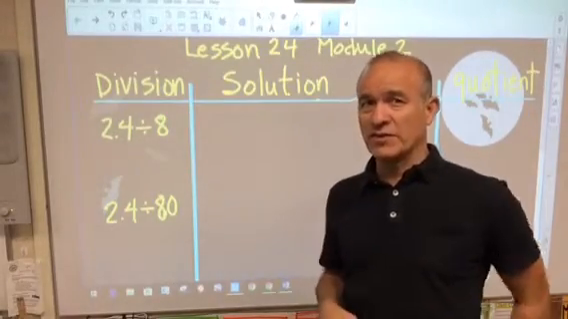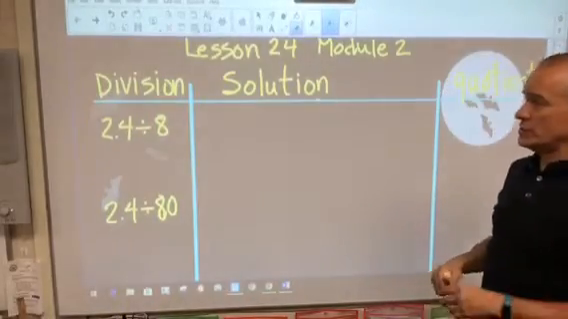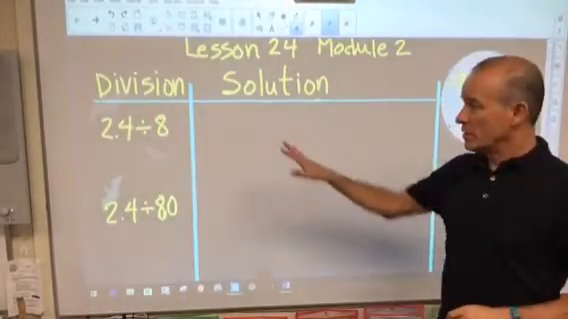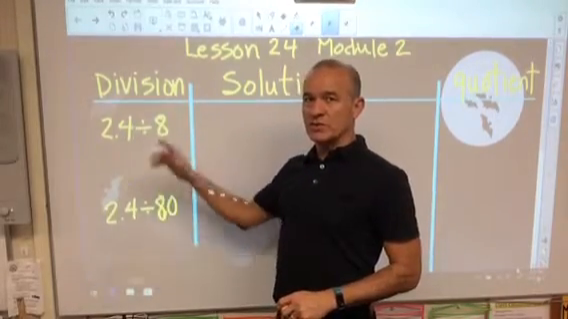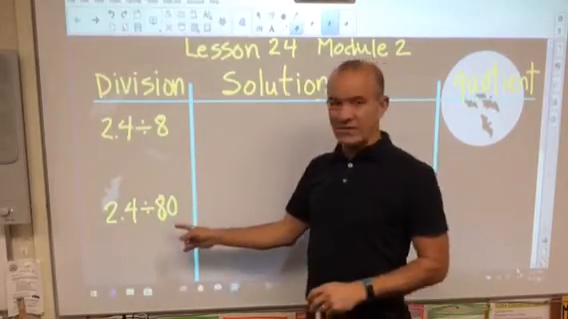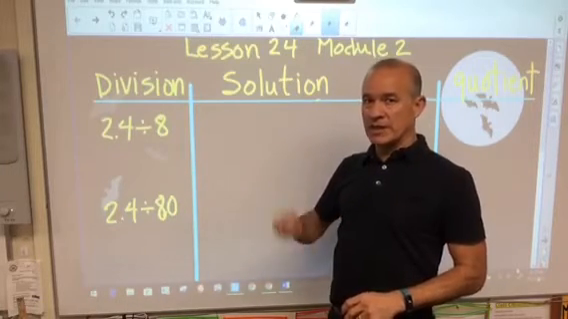This is the goodness of 5th grade mathematics. Lesson 24, module 2. This is a program called Eureka. We're going to show two simple divisions. The only difference between these two divisions is that in the second division, the divisor has been multiplied by 10.